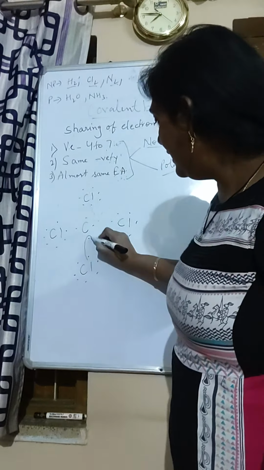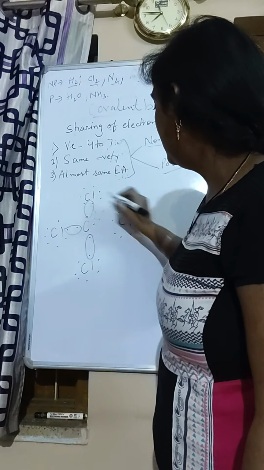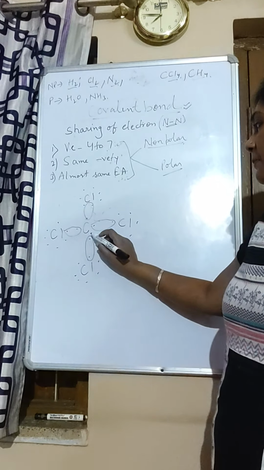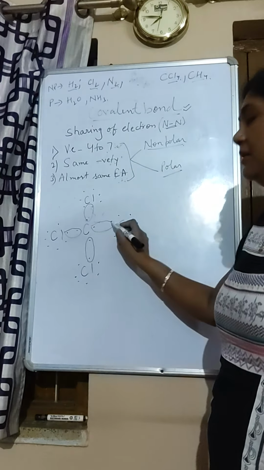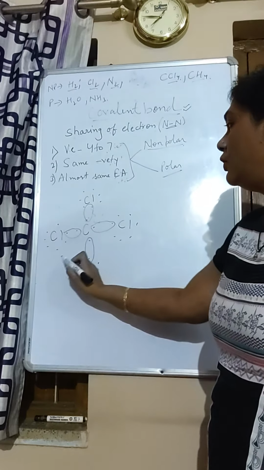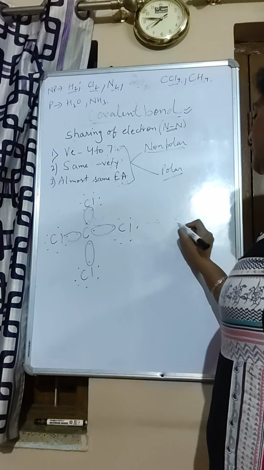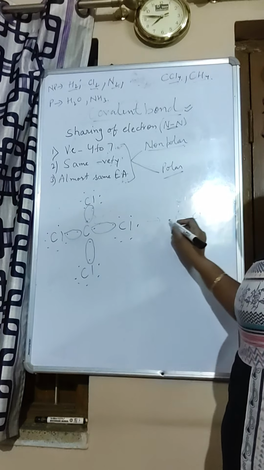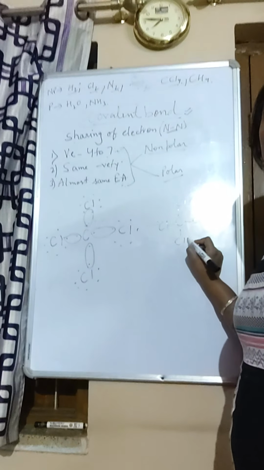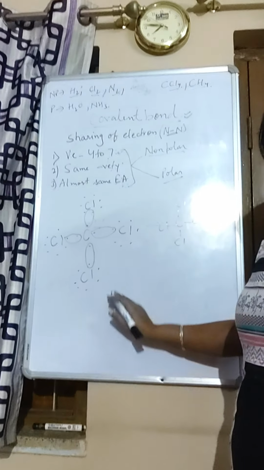So there are four single bonds. That completes the 8 of carbon, 4 from here and 4 from here. And for chlorine, 7 plus 1 is 8. So chlorine gets its octet, and carbon also gets its octet. So it will be C with four Cl. This is 4 single covalent bonds, CCl4. The same is true of CH4 also.